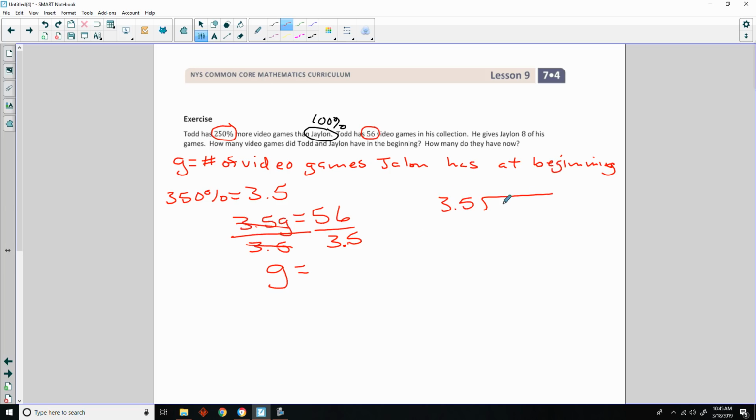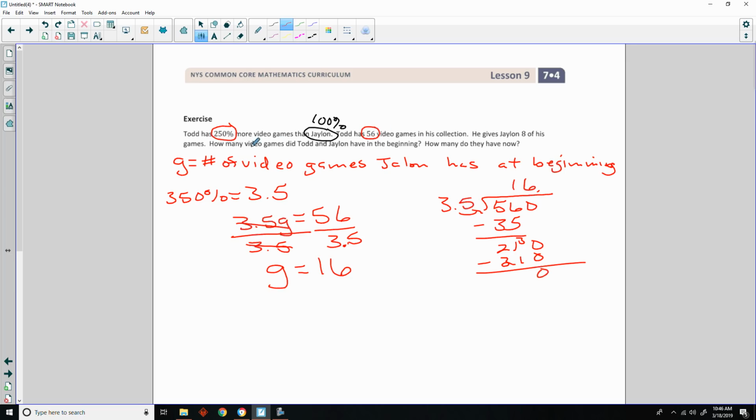I'll do it with long division. Bring the decimal over 1, so I'll add 1. 35 goes into 56 once, subtract. 35 goes into 210 6 times. 6 times 5 is 30. 6 times 3 is 18, plus 3 is 21. And there's no remainder, so it's 16.